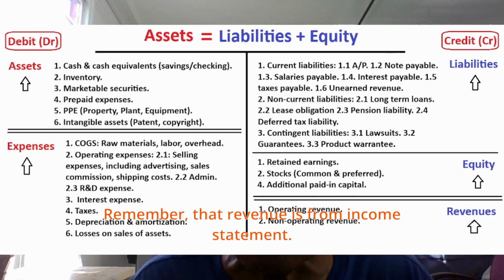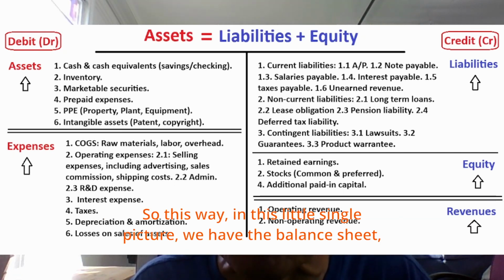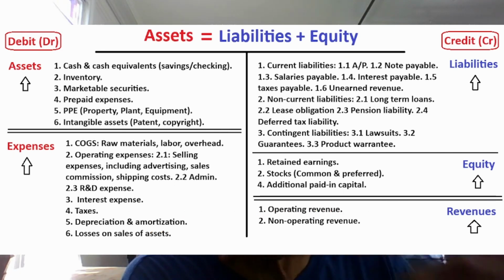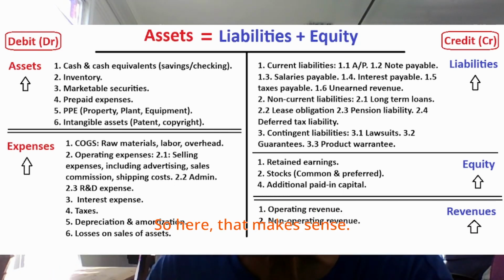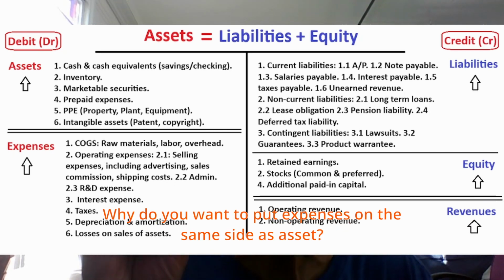Now below the double line is revenue. Remember that revenue is from the income statement. So in this single picture, we have the balance sheet and also the income statement. We combine them together. So here it makes sense. I want to make sense of it. It's very easy to remember this.